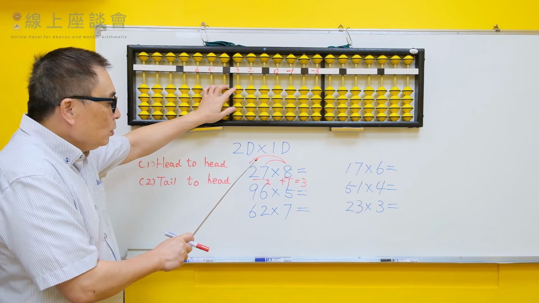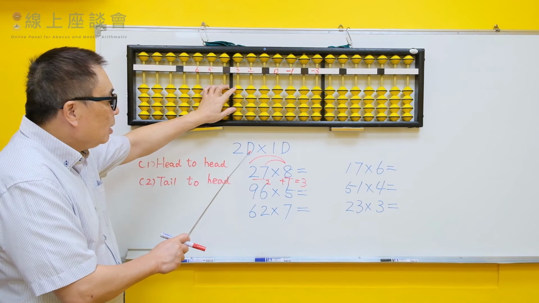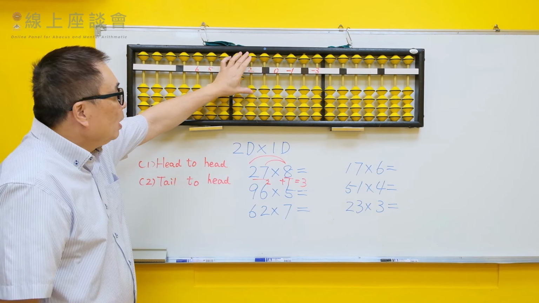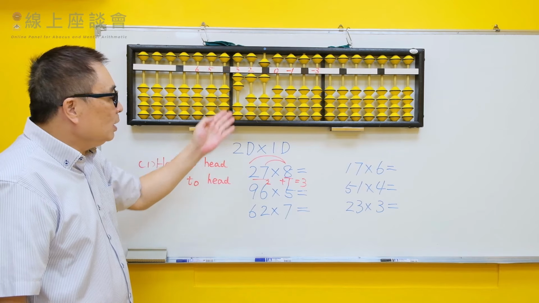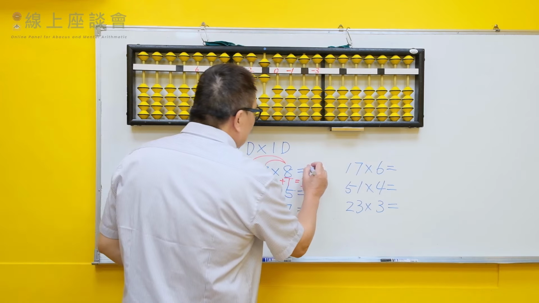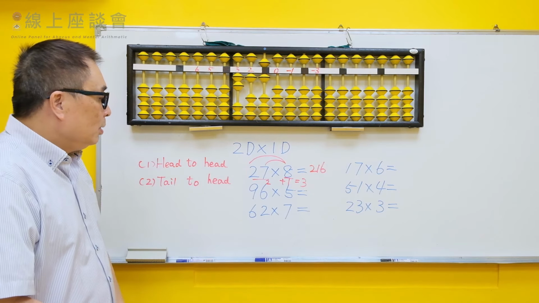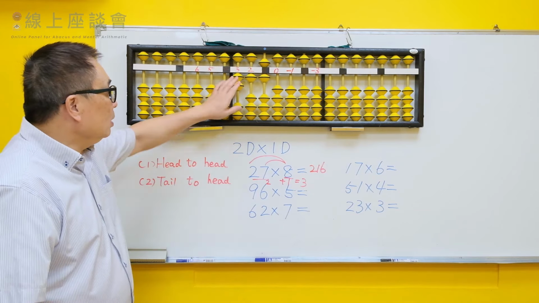8 times 2. By using the head-to-head method, which is the head 8 times the head 2, 8 times 2 is 16. After moving the beads, we will pause at the rod waiting for the next calculation. 8 times 7 is 56. So, continue to move the beads 56 from where we were. Because we have determined the starting point, we can simply write down the answer, which is 216.